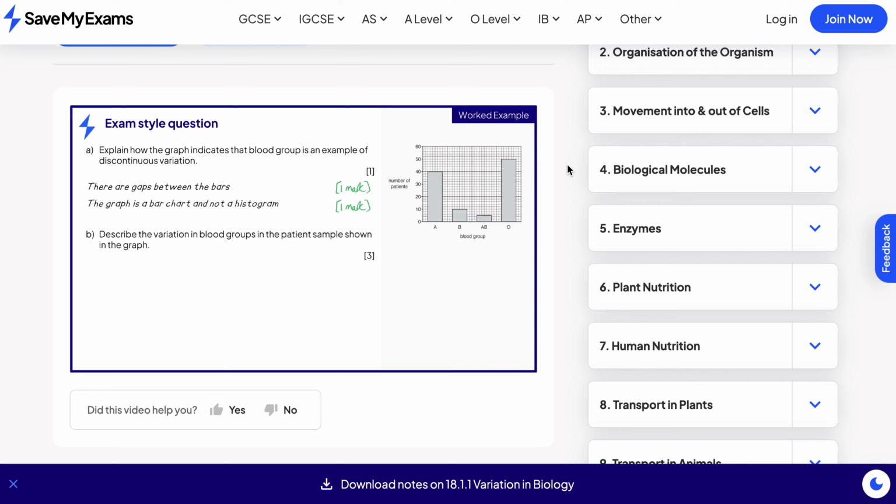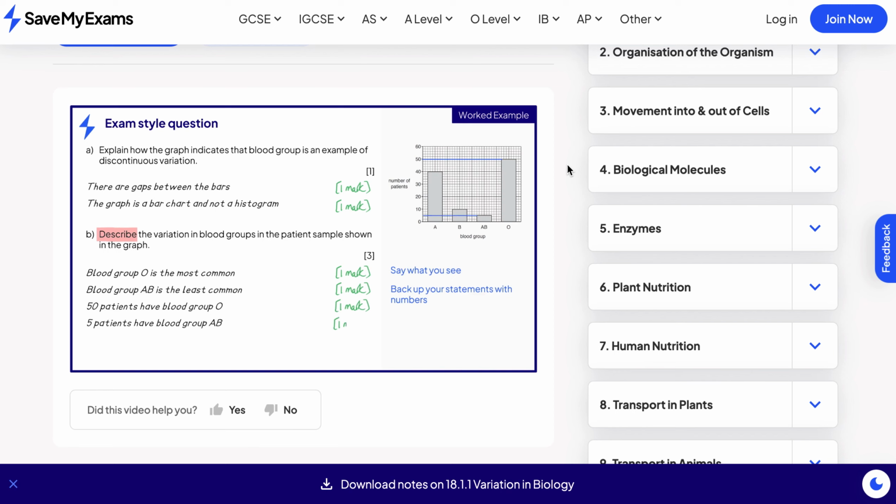In part B, we need to describe the data. Describe questions do not require prior knowledge, so avoid explaining and instead say what you see. For example, that blood group O is the most common, and that blood group AB is the least common. You should then back up any statements using numbers from the graph. For example, 50 patients have blood group O, and 5 patients have blood group AB. Another description could state that 4 times more patients, 40, have blood group A, and blood group B, which has 10. It is always a good idea to use numbers when describing data.